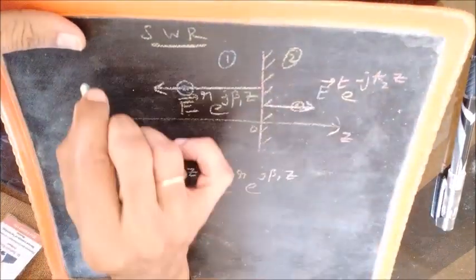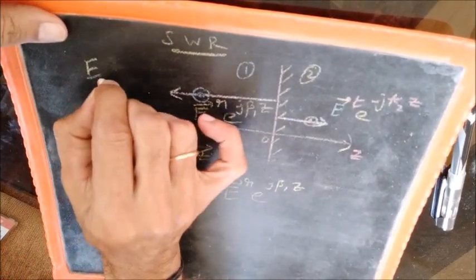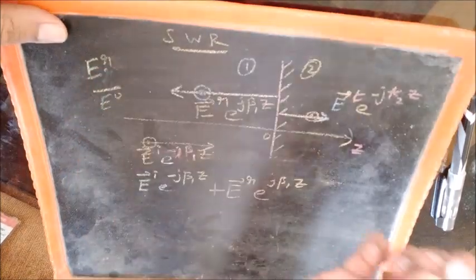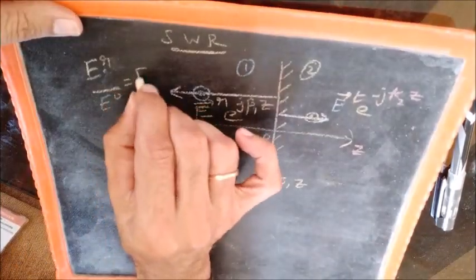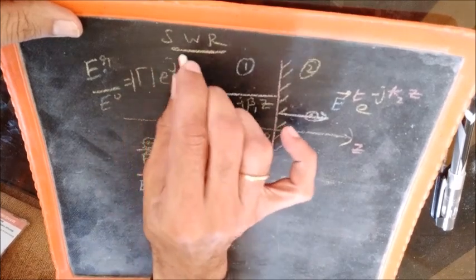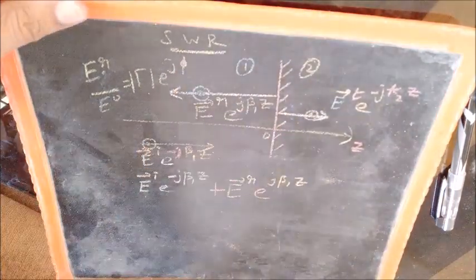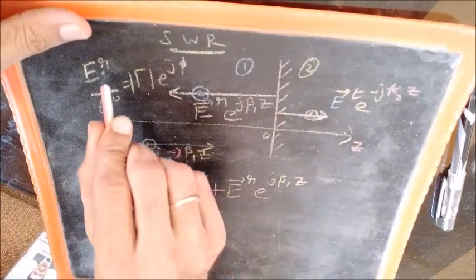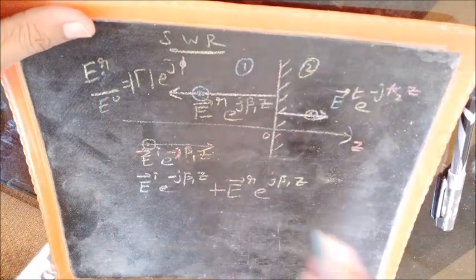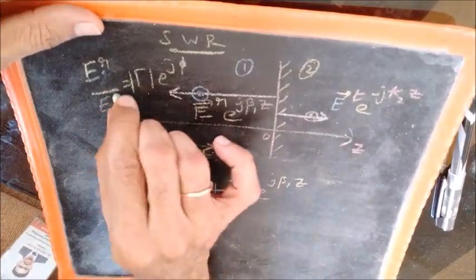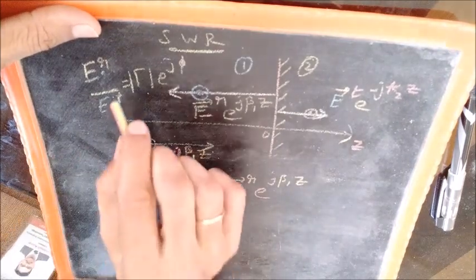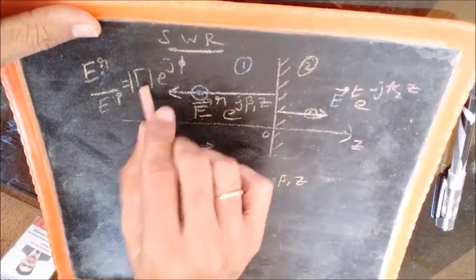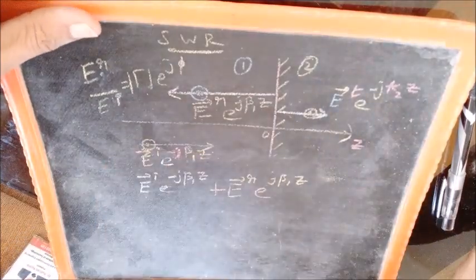Now, since we have seen ER by E naught, that is the reflection coefficient, is e raised to j phi, which is of course eta 2 minus eta 1 by eta 2 plus eta 1, which was derived a short while ago. Since we know this, we can replace ER with this. Sorry, this is incident. So we can replace the ER in this expression with a product of gamma and EI.